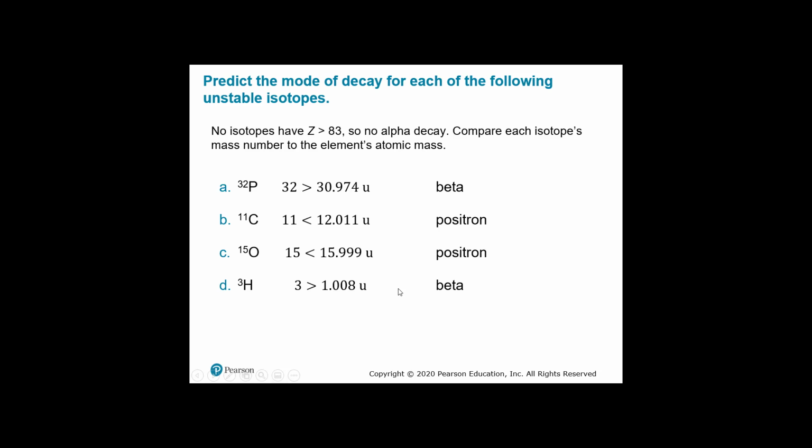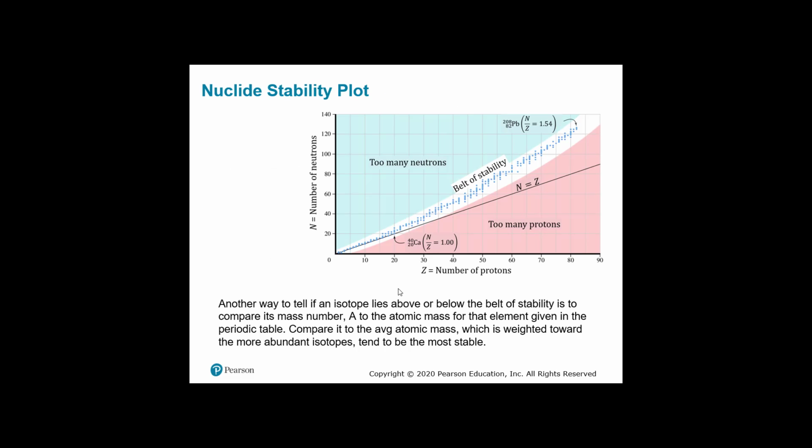Okay, so the first thing we look at, we don't have any isotopes that have a proton atomic number over 83. So there is no alpha decay happening here. Now we're going to compare the mass number of this isotope to the element's atomic mass. For the first one, we're going to look at phosphorus. The average atomic mass of phosphorus is 30.974 on the periodic table. We have a phosphorus-32, so we are comparing these. This means that the mass for this phosphorus is greater than the atomic mass. And because it's heavier, that means it's above the belt of stability. So if we go up here, it is above the belt of stability.